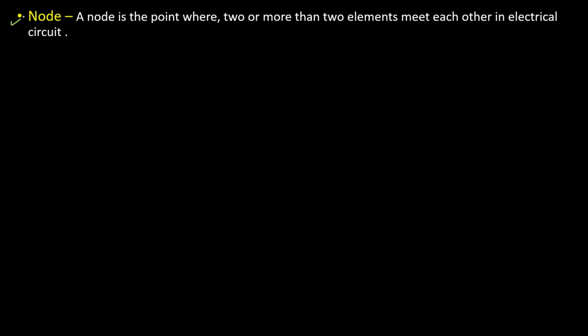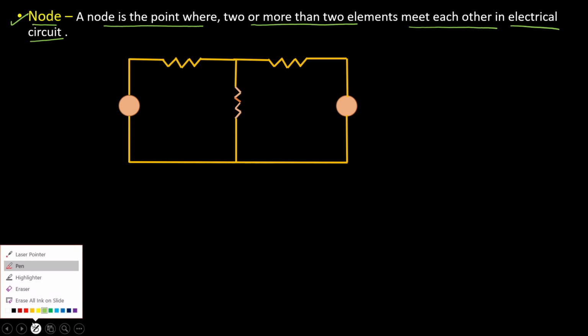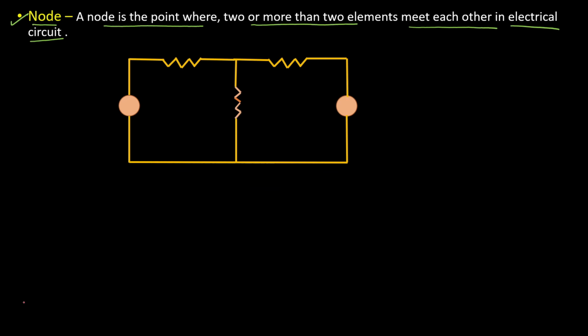So node. What is a node? A node is a point where two or more elements meet each other in an electrical circuit. Let's say we have an electrical circuit. This is the voltage source V. These are the three resistors connected in this circuit: R1, R2, R3, and this is your current source I.